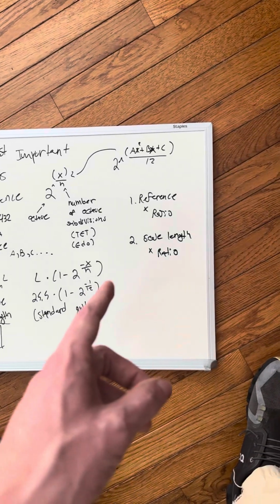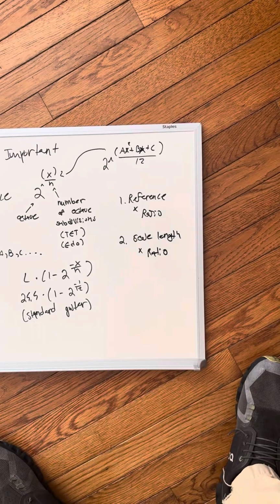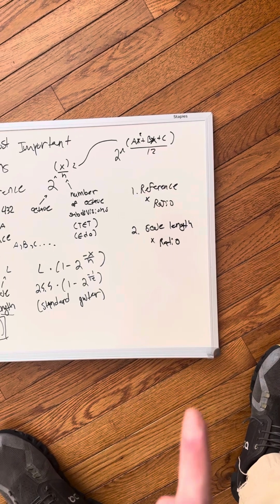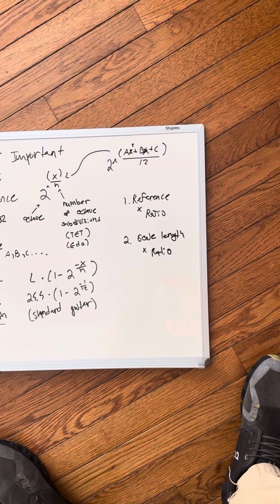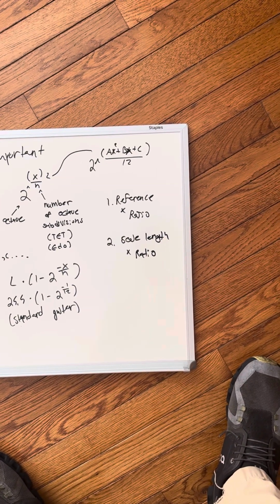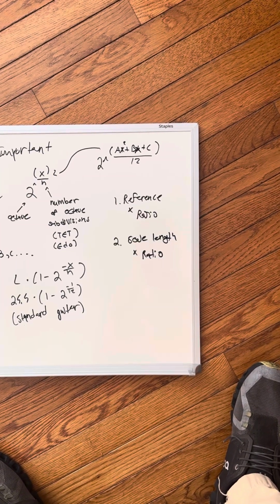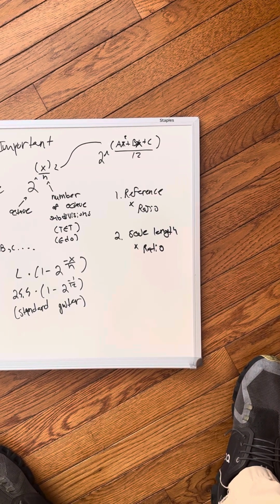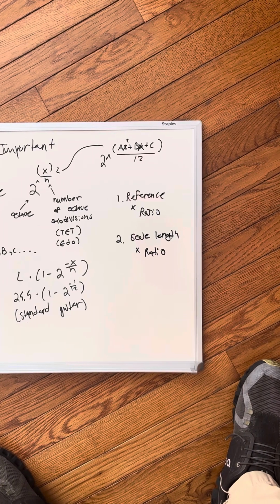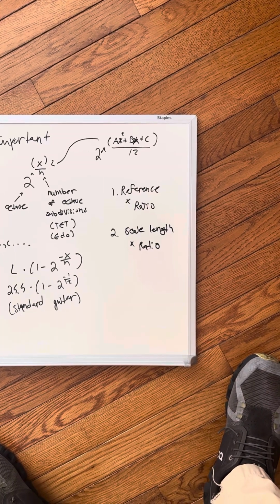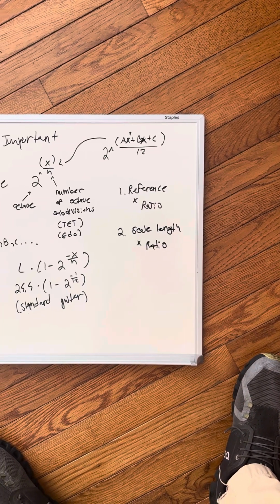So our two most important equations are always going to involve our ratio, which is an equal temperament ratio. And we can get our scale by multiplying the reference times the ratio, and then we can get our scale spacing by multiplying the scale length by the ratio.